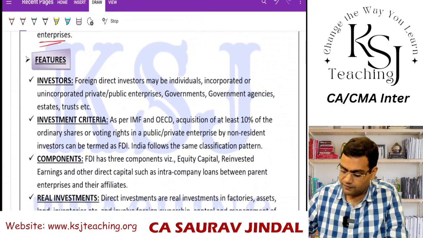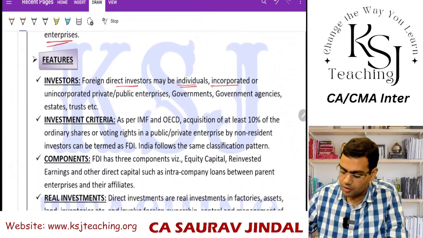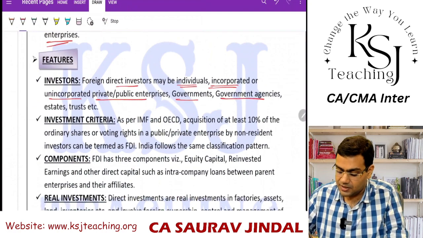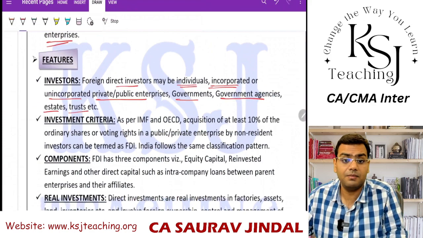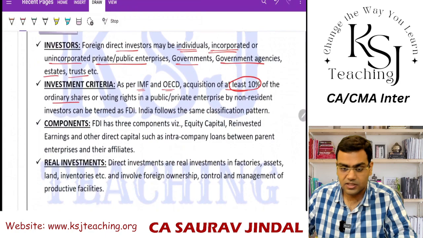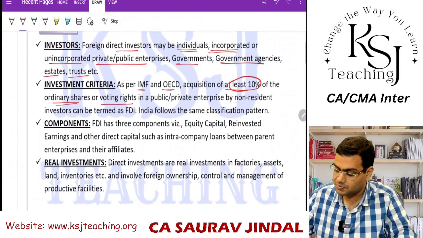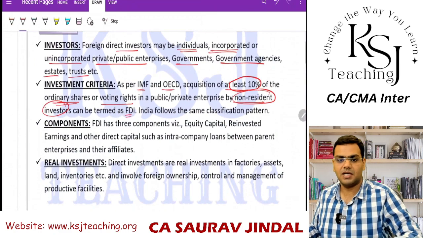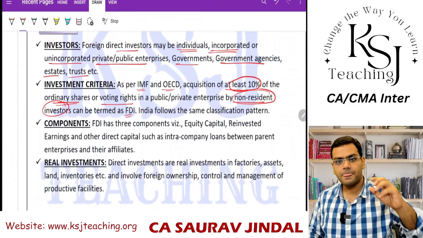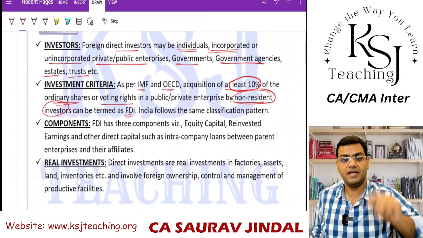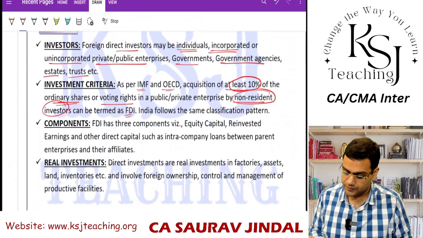The investors are there. The foreign direct investors may be individuals, incorporated or unincorporated private or public enterprises. Governments can be there, government agencies can be there, estate, trust, any kind of institution can be there, right? Investment criteria. As per IMF and the OECD, the acquisition of at least 10% of the ordinary shares or the voting rights in a public or private enterprise by the non-resident investor can be termed as FDI, and India follows the same classification pattern, that if you want your investment to be classified as foreign direct investment, then it should be minimum 10% acquisition of the voting rights.